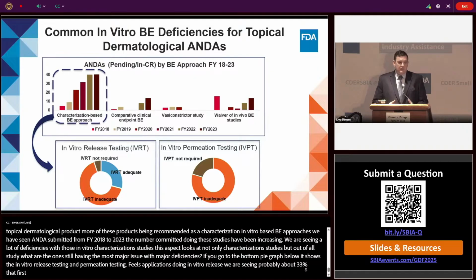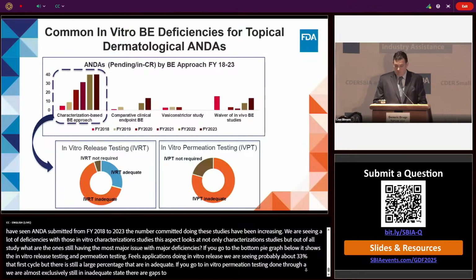but there's still a large percentage that are inadequate. But then if you go to the in vitro permeation testing, done through skin or another membrane that's not synthetic like the IVRT, we're almost exclusively still in an inadequate state. There's a lot of gaps still there to understand and develop, so we can get to more first cycle or second cycle approvals with those applicants.